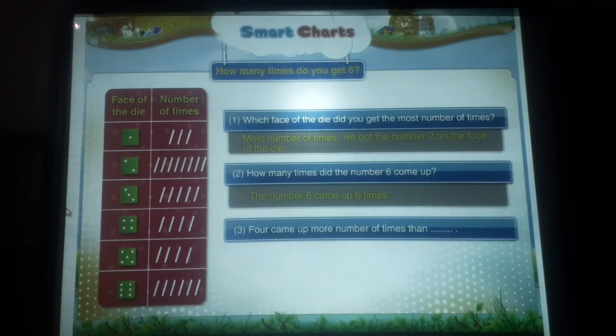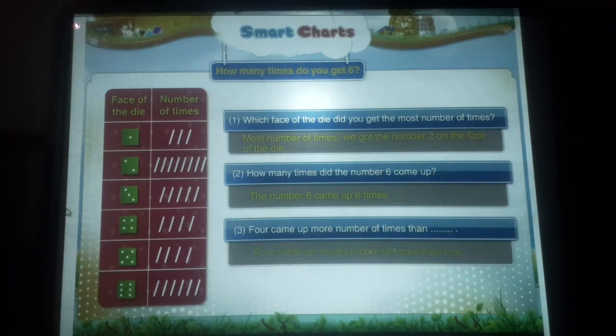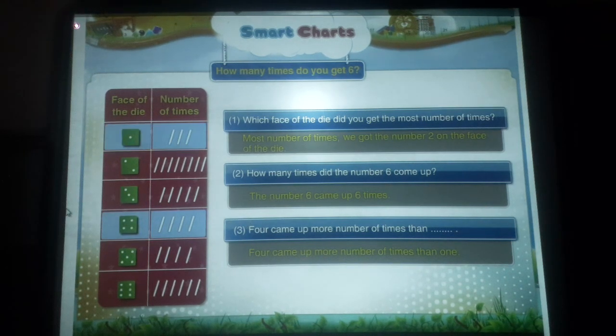3. 4 came up more number of times than dash. 4 came up more number of times than 1.